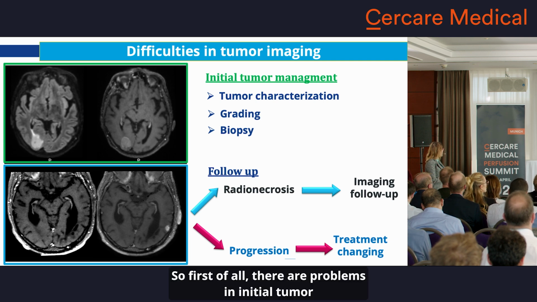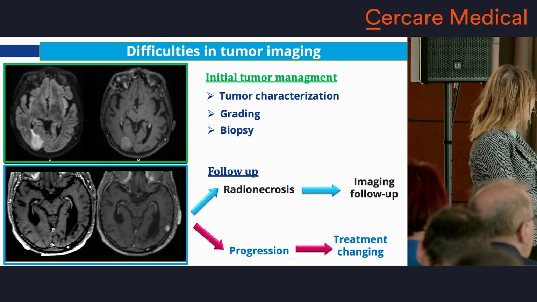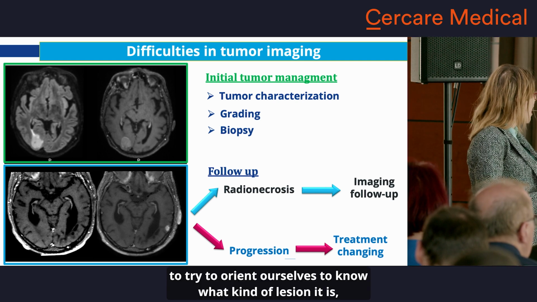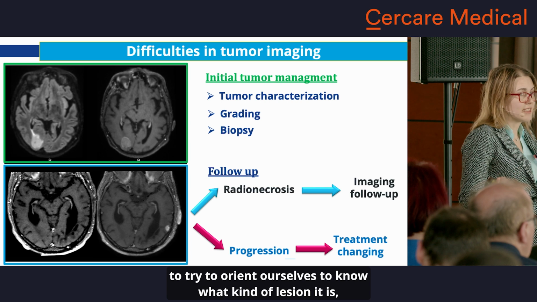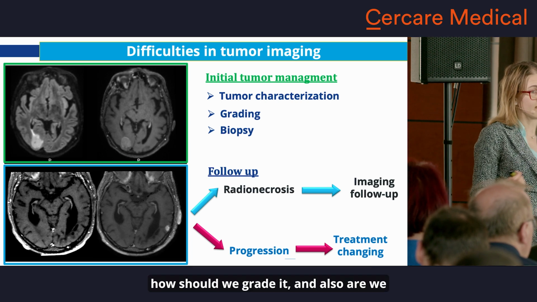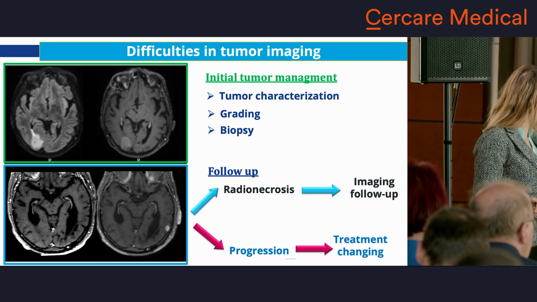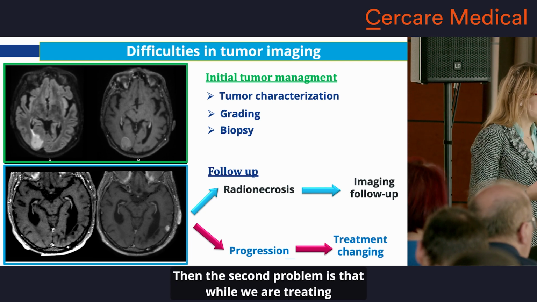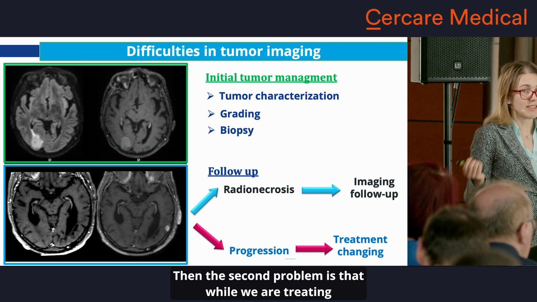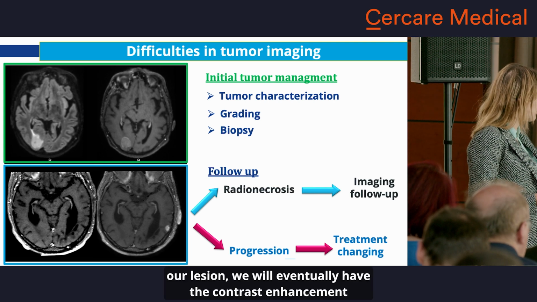So first of all, there are problems in initial tumor management. When we discover a lesion, we need to try to orient ourselves to know what kind of lesion it is, how should we grade it, and also are we going to primarily resect it or to do a biopsy.